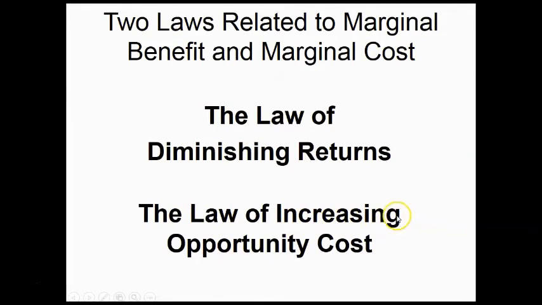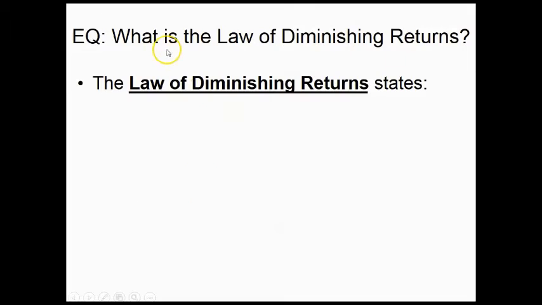So remember that. So we have the law of increasing opportunity cost. Increasing means that it's getting larger and larger. And so when we think of opportunity costs, we're talking about a situation where opportunity costs are getting larger and larger. So keep that in mind as we go through these two laws. Now, the law of diminishing returns is related to marginal benefit, and the law of increasing opportunity cost is related to marginal cost. So what is the law of diminishing returns?